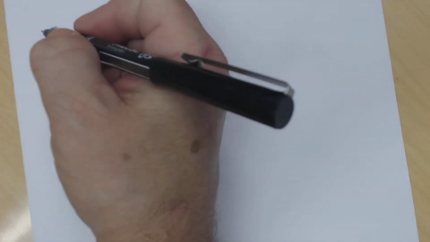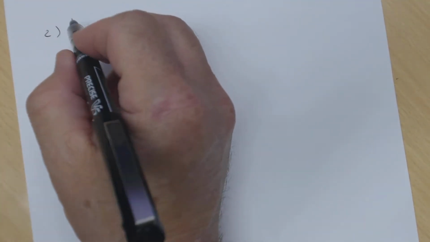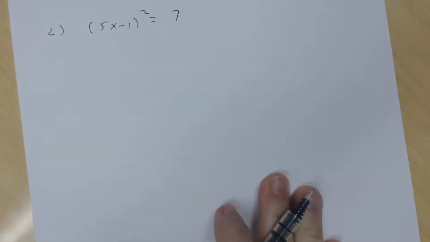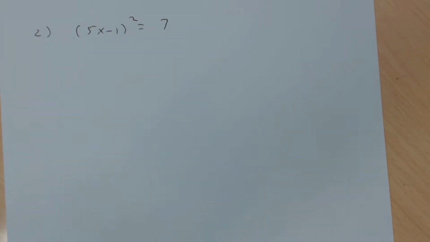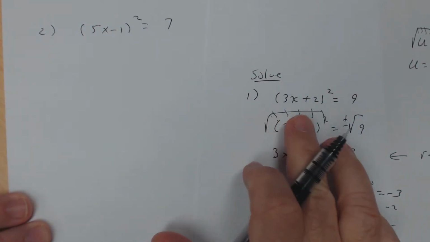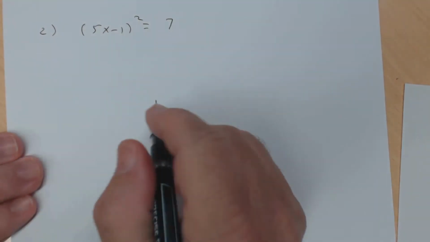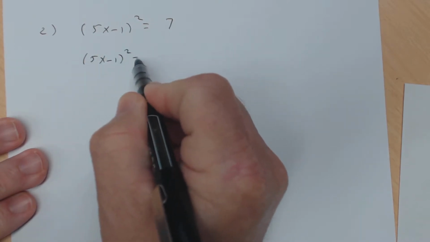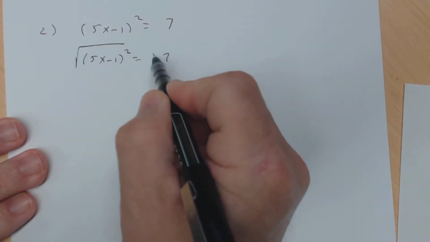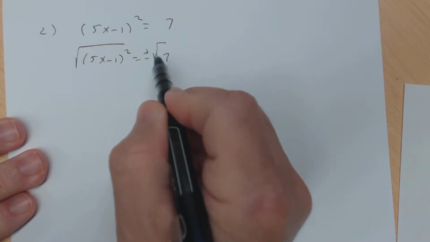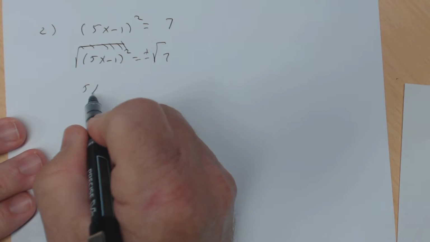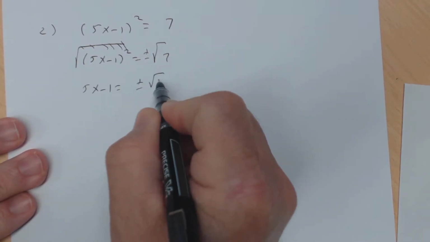All right, number 2. Suppose we had 5x minus 1 squared equal 7. So 5x minus 1 squared equals 7. It looks just like number 1. It's of that form: some expression squared equal a number. So I'm going to take the square root of both sides. Let me rewrite this over. What I do to one side, I do to the other. But remember, this is going to be plus or minus. The square and the square root undo each other, so I get 5x minus 1 equals plus or minus the square root of 7.